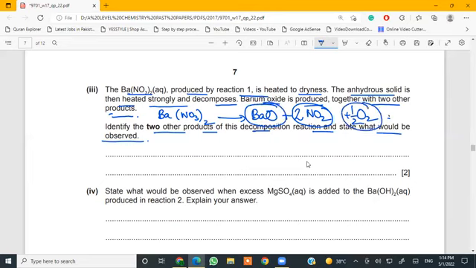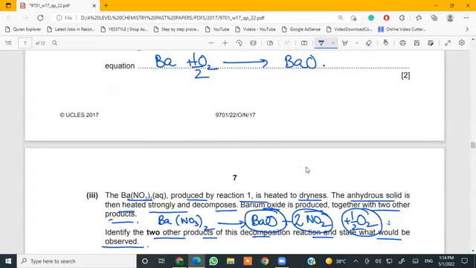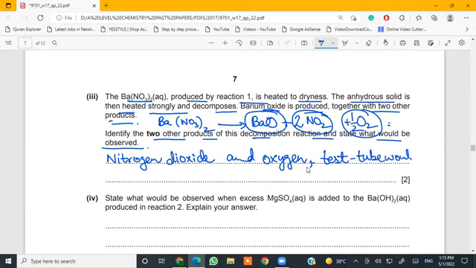So identify other 2 products. What are the other 2 products apart from barium oxide? All right, so the other 2 products are nitrogen dioxide and oxygen. And the observation would be a brownish coloration in the test tube, right? So the test tube would turn brown because nitrogen dioxide is brown. Test tube would turn brown. That's the observation. Okay. Moving on.